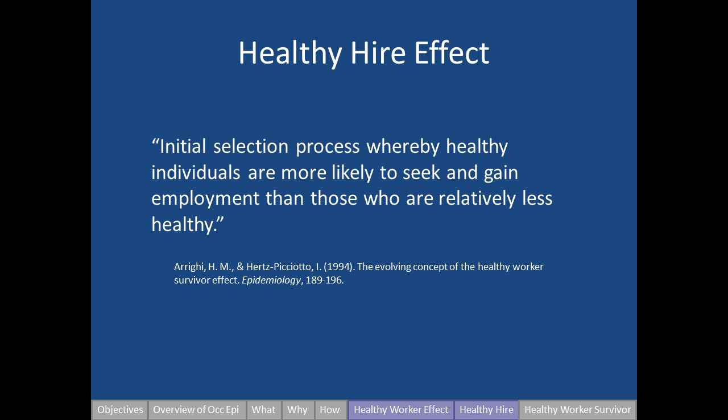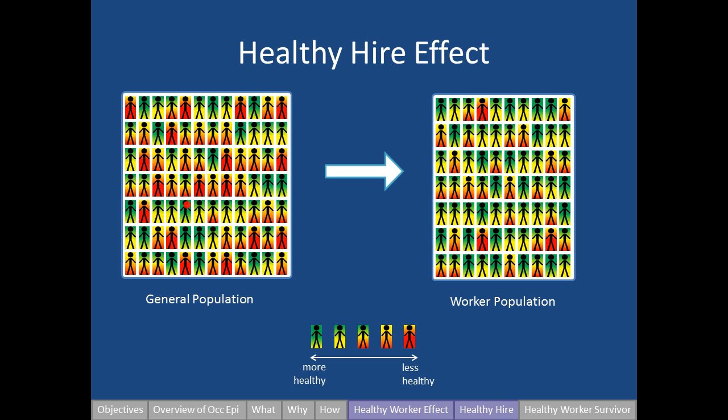The healthy hire effect. So it's the initial selection process whereby healthy individuals are more likely to seek and gain employment than those who are relatively less healthy. And there we go. So here's just a visual depiction of that. So here's the general population. You have a mix of people. And so these colors indicate more healthy versus less healthy individuals. So if they're more green, they have a better health status. And if they're more red, they have a lower health status. And you have just an average individual here.